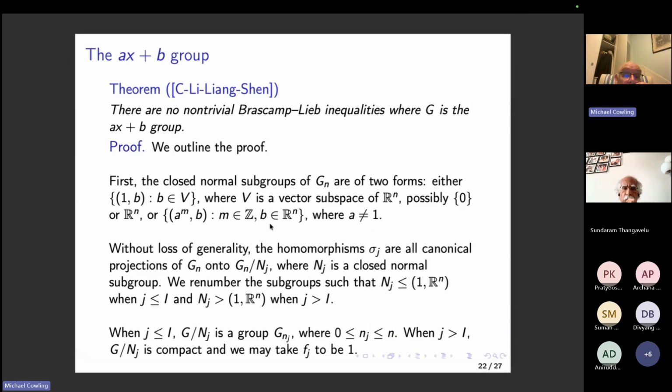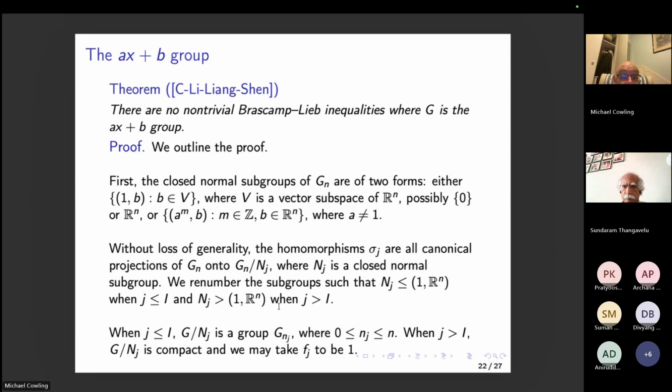And now there's a second part, which is actually proving that we cannot have a Brascamp-Lieb inequality, and so without loss of generality, we can say that all of the homomorphisms have to be canonical projections of the affine group onto the affine group modulo one of these normal subgroups, and we renumber them so that the normal subgroup has all the A parts equal to 1, and the B parts can be whatever when I is small, and then the nj is at least as big as 1, and anything in Rn when j is big. So we can renumber to make this true.